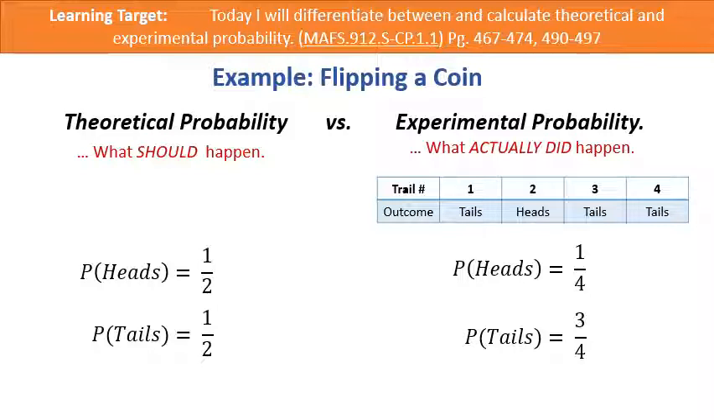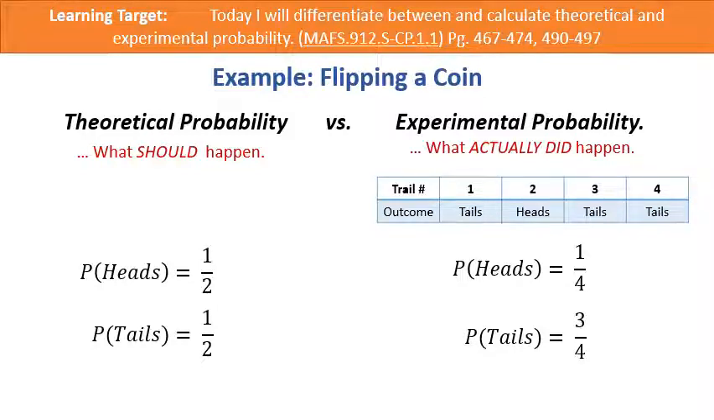So I only did this 4 times. If I were to flip this coin 4 million times, then it might not be exactly 2 million heads and 2 million tails, but that probability of heads and of tails should be really, really close to 1/2. Does that make sense? I hope so. If not, you can always reach out to me or one of your own teachers.